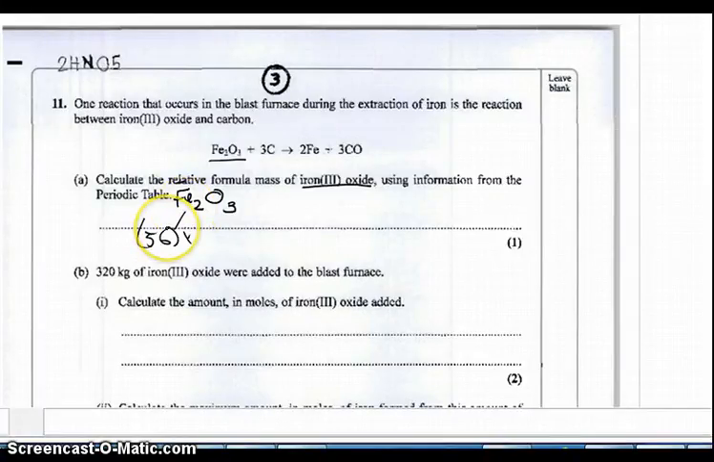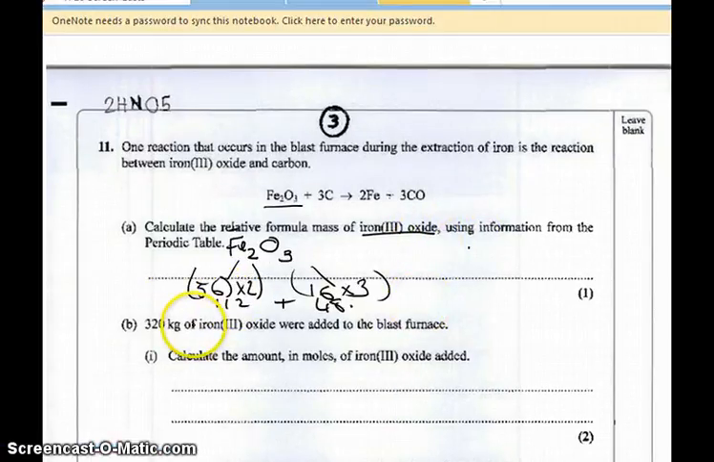So if we look in the periodic table, we can see the relative atomic mass of iron is 56, but we have 2 of them, so that's multiplied by 2. And then we can see the relative atomic mass of oxygen is 16, but we have 3 of them, so that's multiplied by 3. So what we see then is we have 112 plus 48. So 112 plus 48 equals 160, so the relative formula mass is 160.